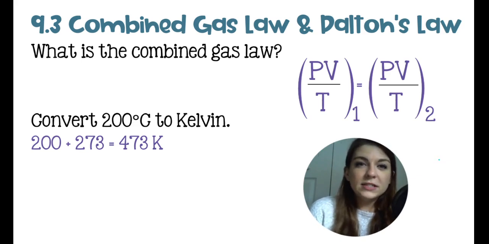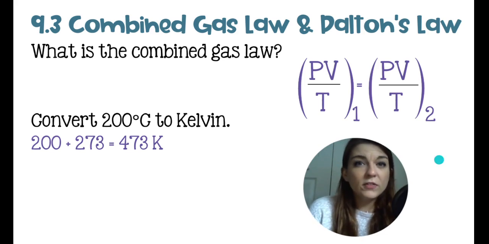To go from Celsius to Kelvin is required for using the combined gas law because temperature's in the bottom, it's in the denominator. So 0 Celsius is a temperature that is allowed, but 0 Kelvin can never happen. So we convert all of our Celsius temperatures into Kelvin in order to use the combined gas law.